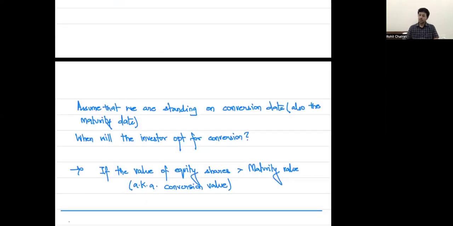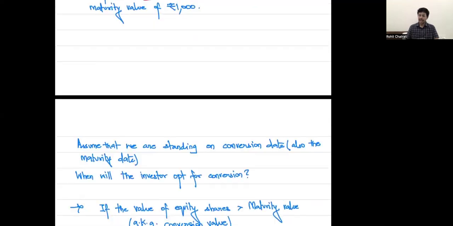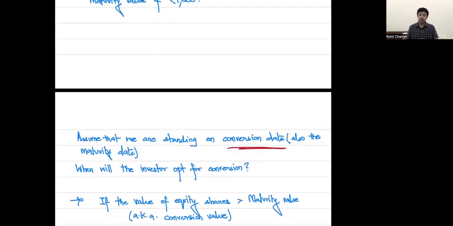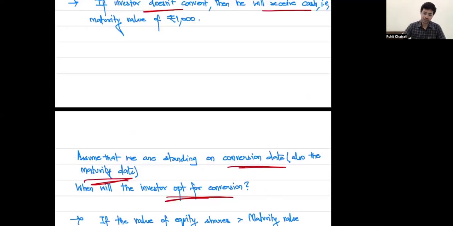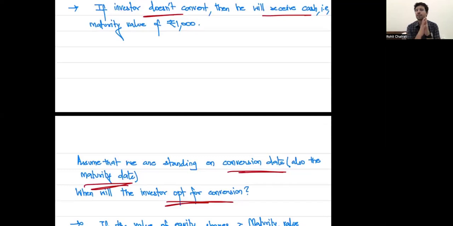Okay. Now let us assume that we are standing on the conversion date, and we are also presuming that this conversion date is the maturity date. In my example, 3 years, the third year is the maturity date, and the third year is also the conversion date. Let us assume that this is an optionally convertible bond. Now the question is, when will the investor opt for conversion? I am standing at the end of the third year. When will I actually choose to convert? It's going to be very simple, right?